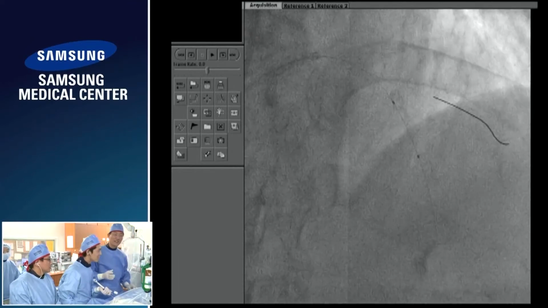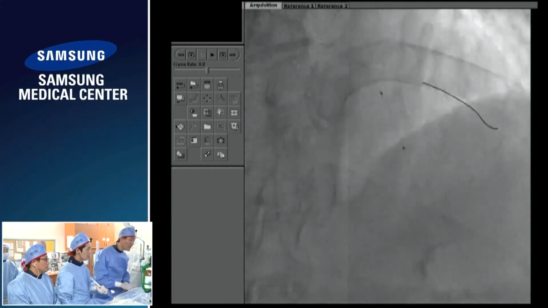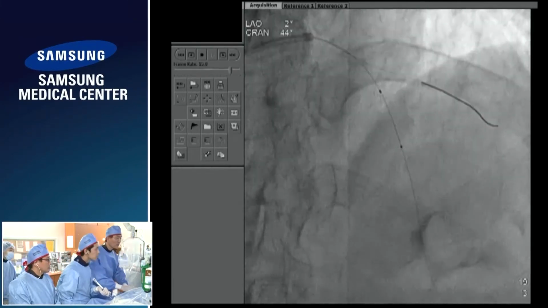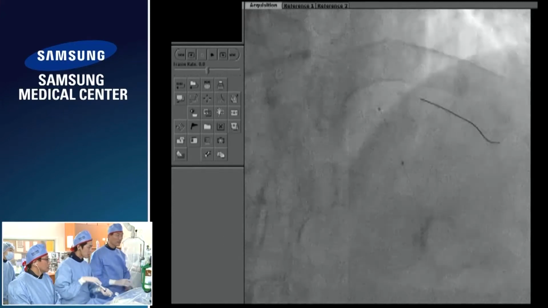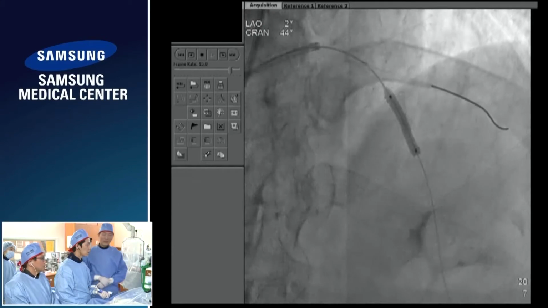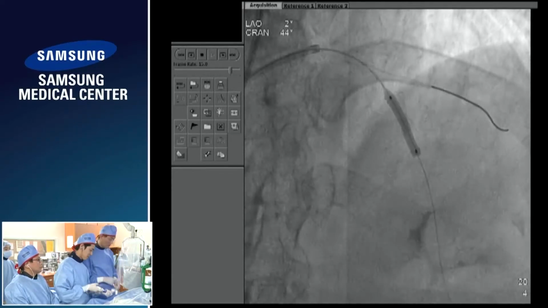So there is two techniques. I like to have a balloon marker on the scaffold, on the scaffold marker. Okay. That's okay. Yeah, inflation, slowly up to 6. Actually, I cannot understand why the nominal pressure of BVS is as low as 6. Deflation.